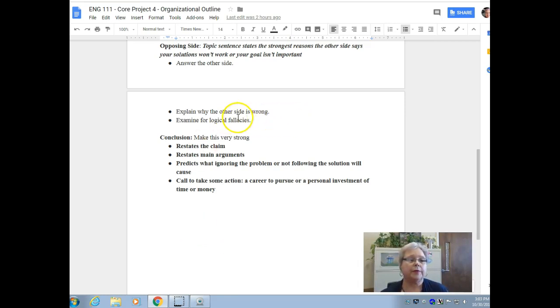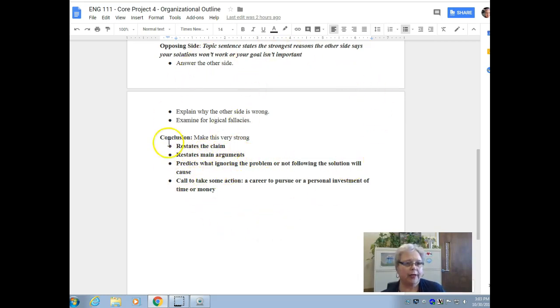You'll be using information that you have broadened from this outline that you're completing. And then your conclusion needs to be very strong. It restates the claim, the thesis statement again, the 3 points or the 3 solutions to solve the problem that will help meet the global goal that you have chosen. It restates your main arguments. You know, those 3 solutions.